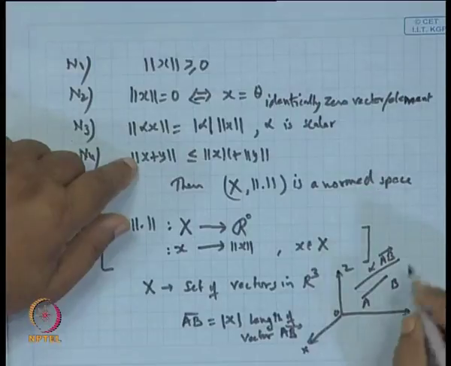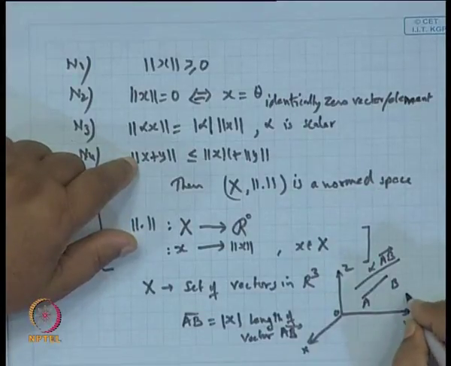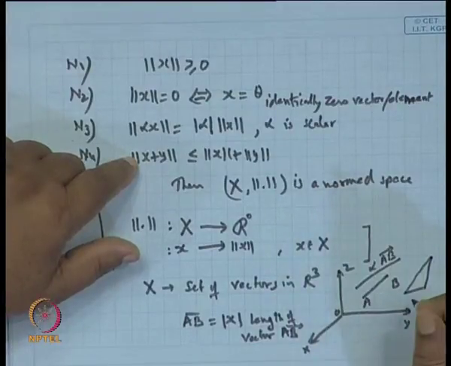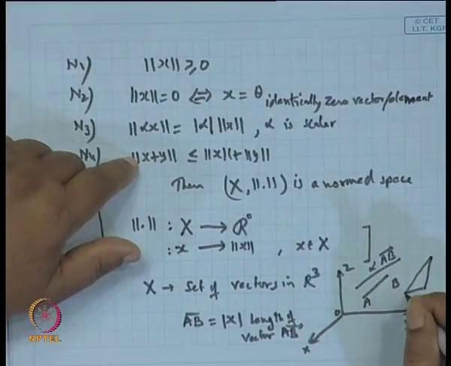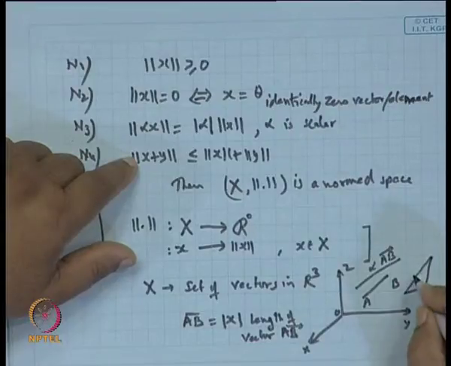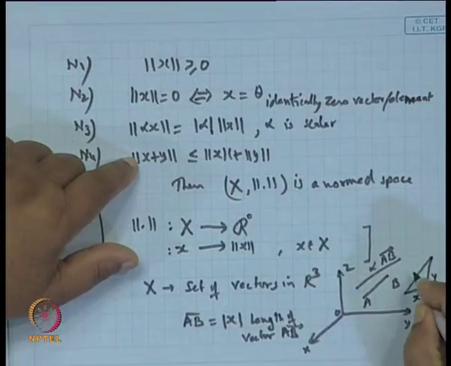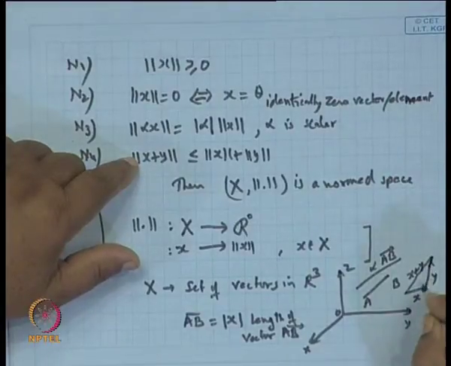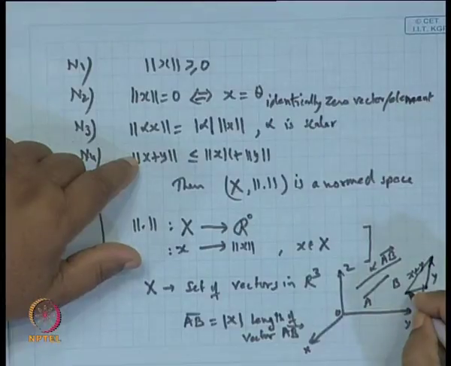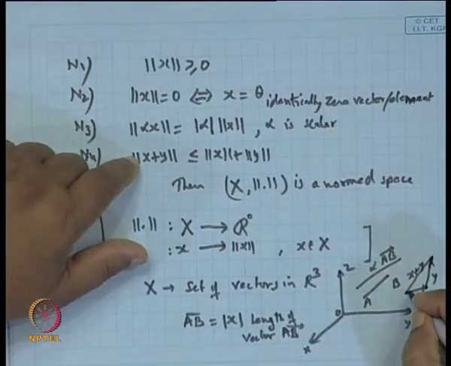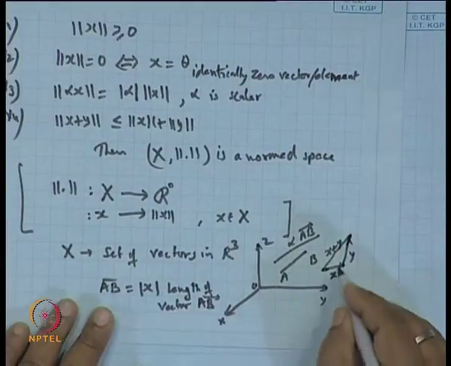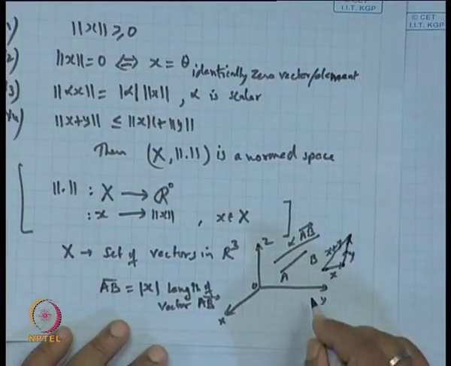Then the third property says that the sum of any two sides of a vector triangle can never be less than the third side. This is our vector x, this is vector y, and this will be the x plus y vector. So, the sum of the lengths of these two sides will always be greater than or equal to the length of the third side. That is, the triangle property holds.